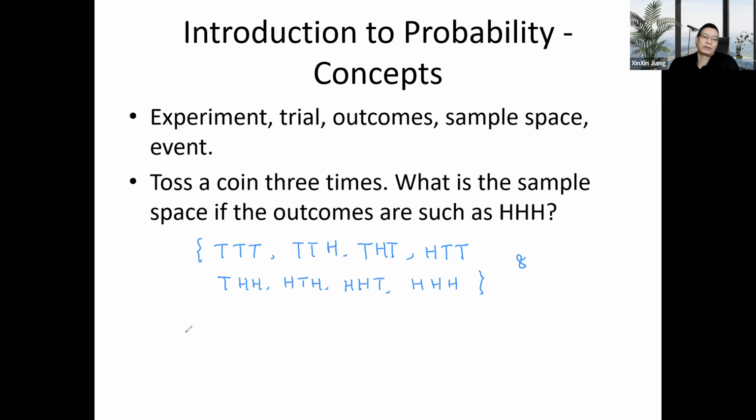And we can talk about the event E to be the set of the outcomes that have 2 heads. That's the event. So THH, HTH, and HHT. All right, so that's an event.